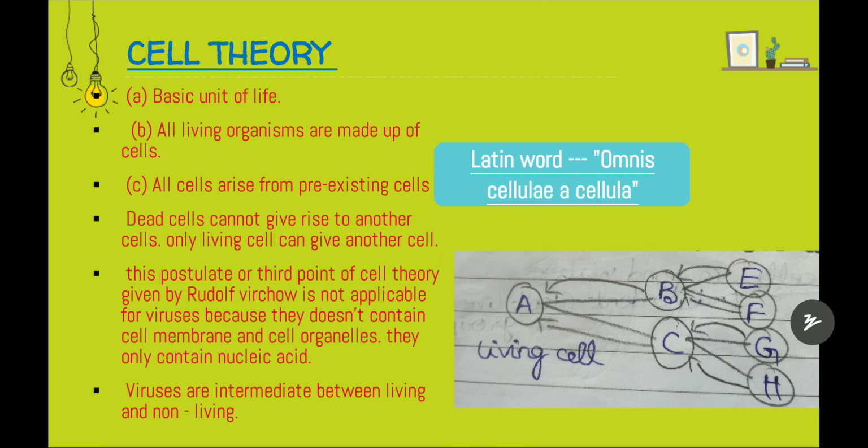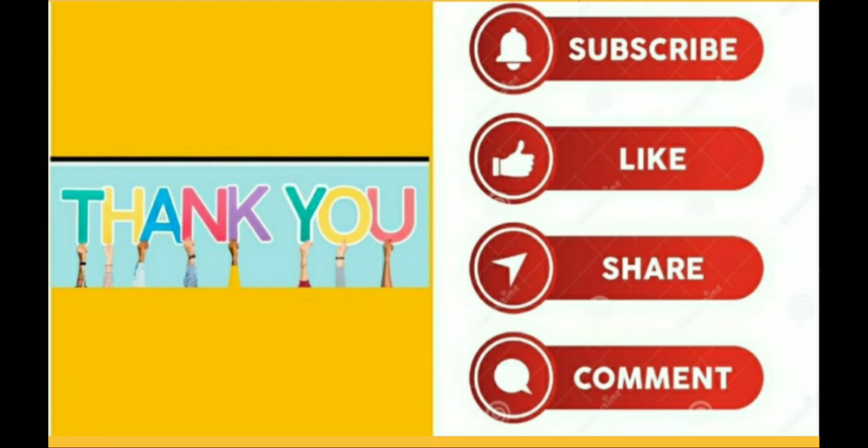We have also learned about cell theory. There are three points in cell theory. What are they? The cell is the basic unit of life. All living organisms are made up of cells. All cells arise from pre-existing cells. But there is an exception for viruses, because they are intermediate between living and non-living. The Latin phrase for this third point of cell theory is omnis cellula e cellula. And we've learned that living cells can give rise to other cells, whereas dead cells cannot give rise to other cells.